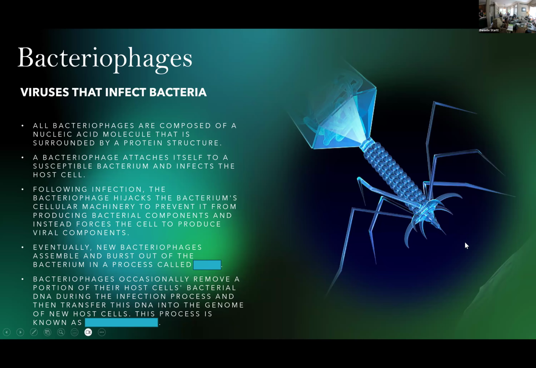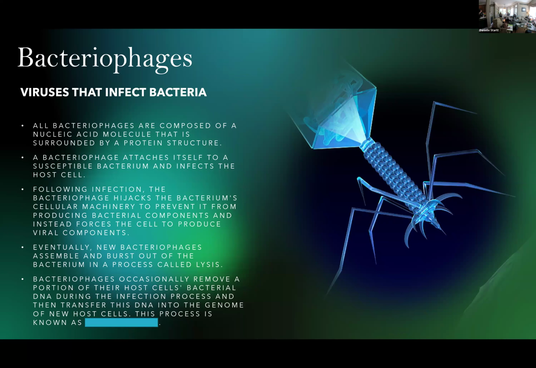So eventually new bacteriophages assemble and burst out of the bacterium. And what do we call that when something breaks open? Anybody remember the word? Separation. So lysis is what we're looking for. Lysis. The cell lyses. It explodes and it spits out a whole bunch more bacteriophages.